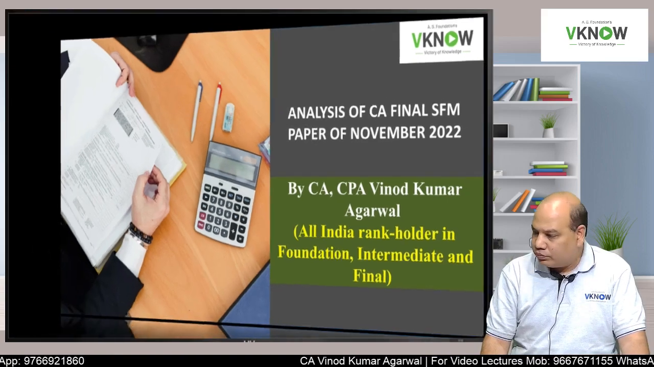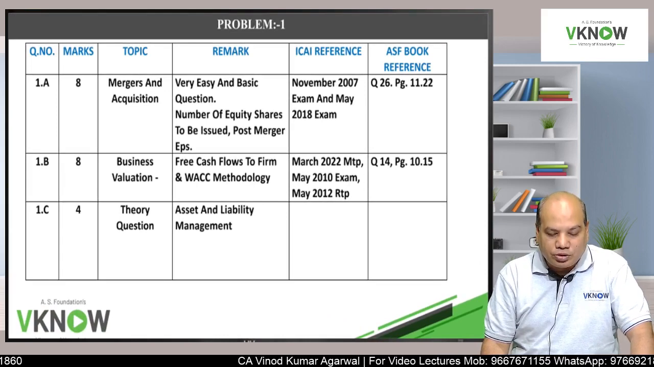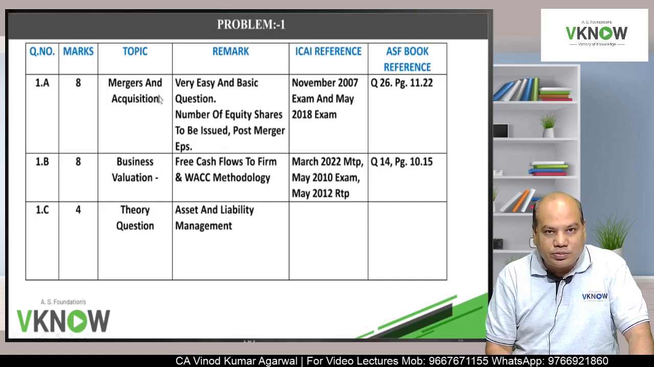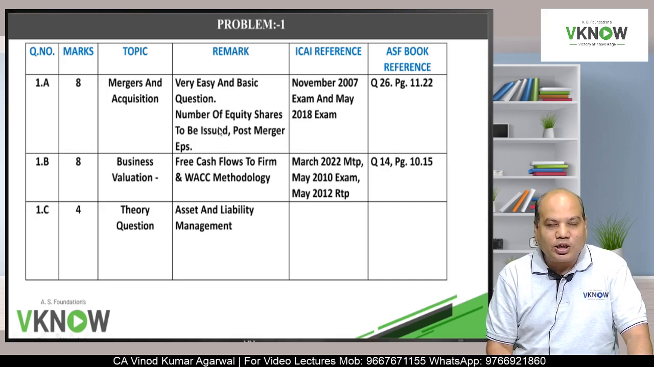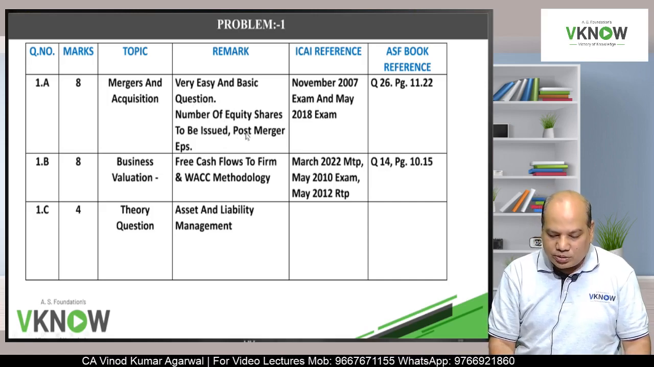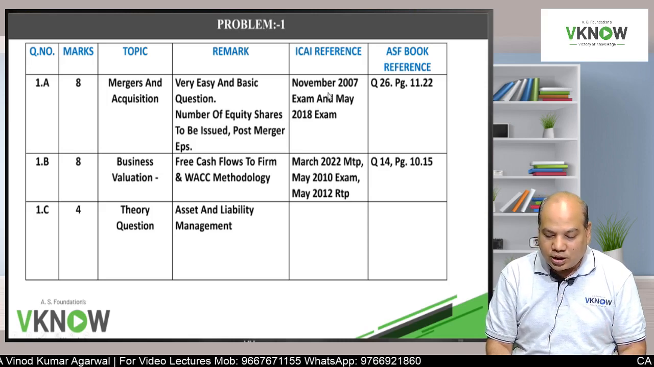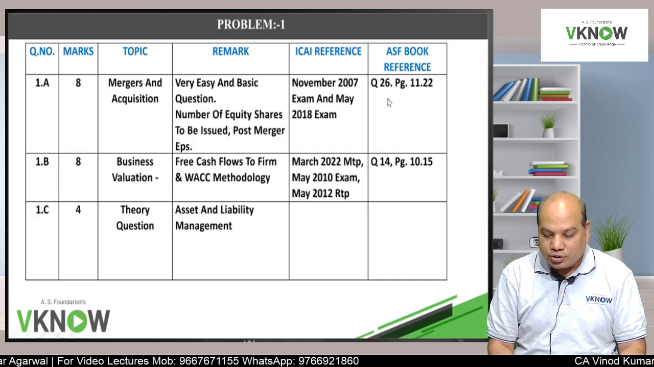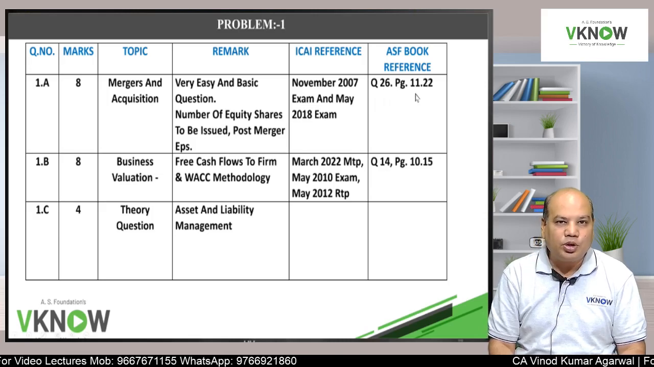So I am going to analyze question by question the SFM 2022 November paper. First question, as you know, is a compulsory question, 3 parts. Part A is on mergers and acquisition. It's a very easy question requiring you to calculate number of shares, post merger EPS and like this, and you will be surprised to know that exactly the same question with the same data was also asked in November 2007 exam and May 2018 exam. The same question we have covered in our class, question number 26, page number 11.22.